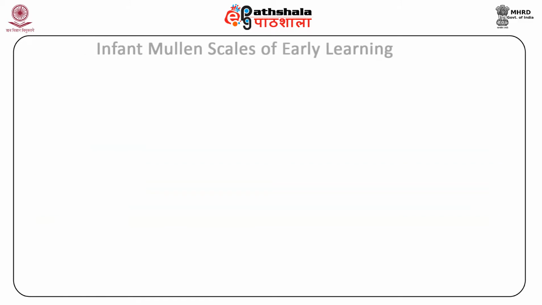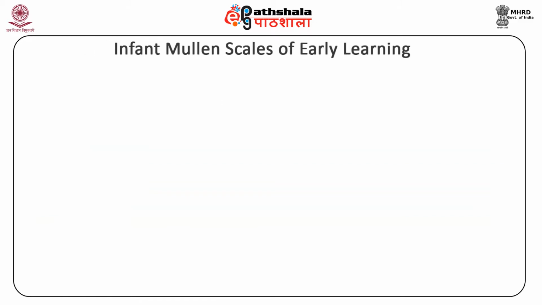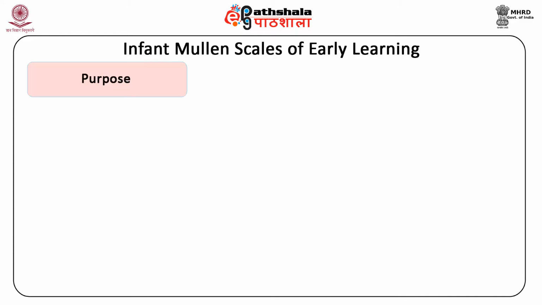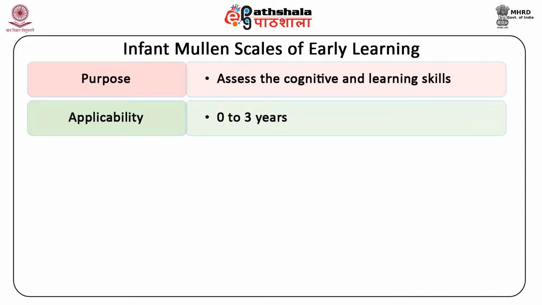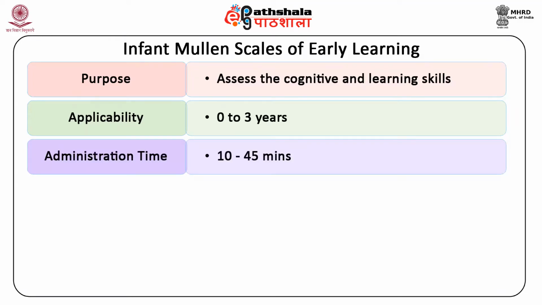Infant Mullen Scale of Early Learning by Mullen and Hart in the year 1992. Its purpose is to assess the cognitive and learning skills. Applicability is from 0 to 3 years of age. Administration time ranges from 10 to 45 minutes.